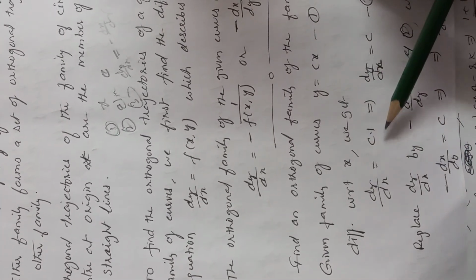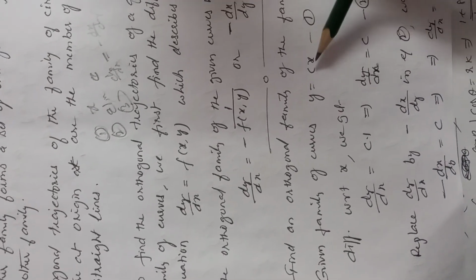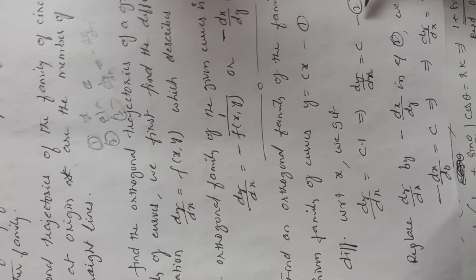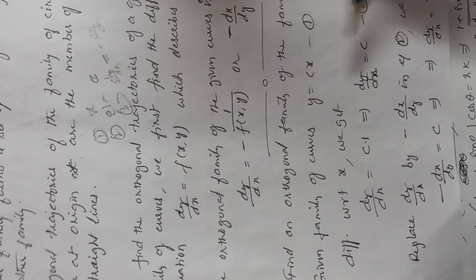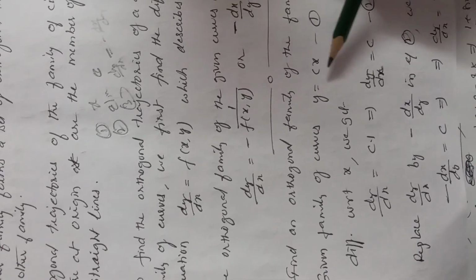What is the first step? We have to differentiate with respect to x. dy by dx is equal to c into the differentiation of x, which is 1. So dy by dx is equal to c. Call that equation number 2. Now, from these two equations I have to eliminate c. What is the c value from equation 1? It is y by x.